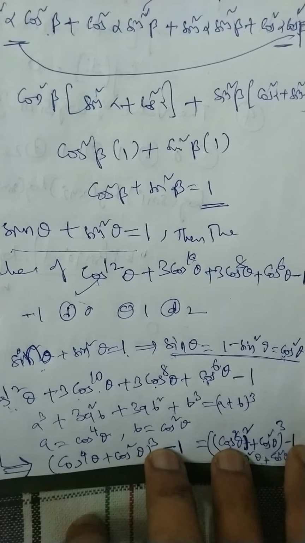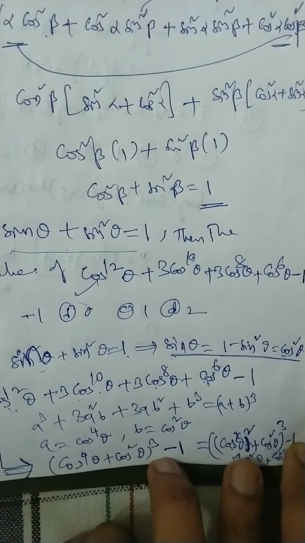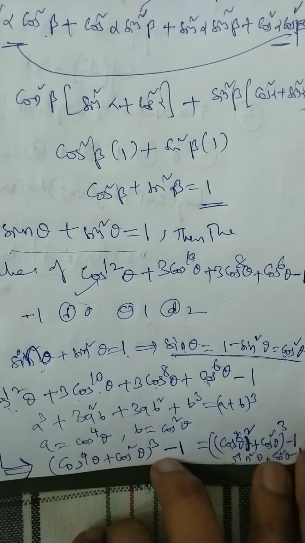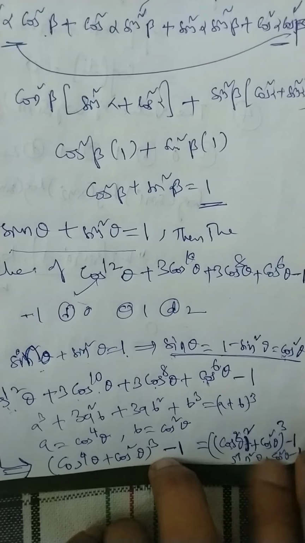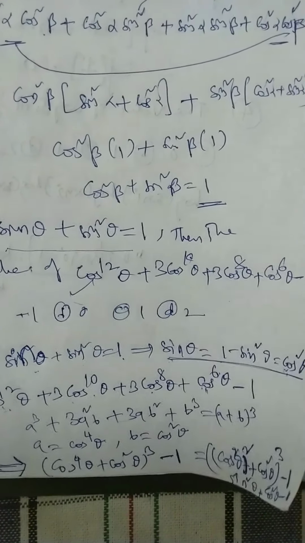Here cos square theta is there, which on the left hand side we wrote as sin theta. So this becomes sin square theta plus cos square theta minus 1. So this total value cos square theta plus sin square theta is 1. 1 minus 1, the value will become 0. I hope you understood this problem.